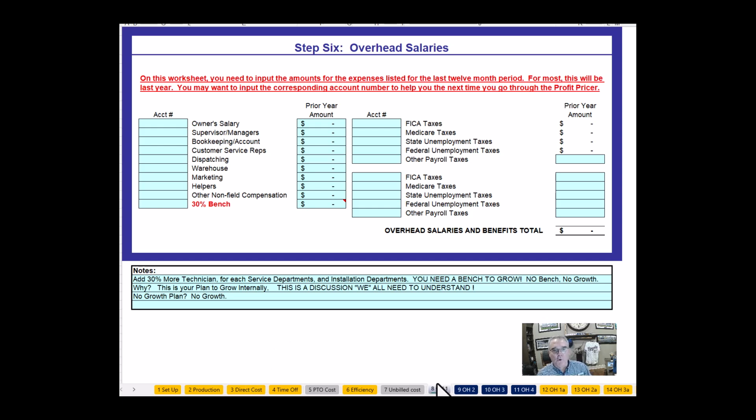All right, we're going to do 4 tabs in one on this video. So this one's going to take a little bit longer, this first page, but the next 3 will be fine. It won't take as much time. So over here is all of the overhead costs coming in through here. This, the salaries, management, bookkeeper, warehouse, marketing helpers, and what have you.